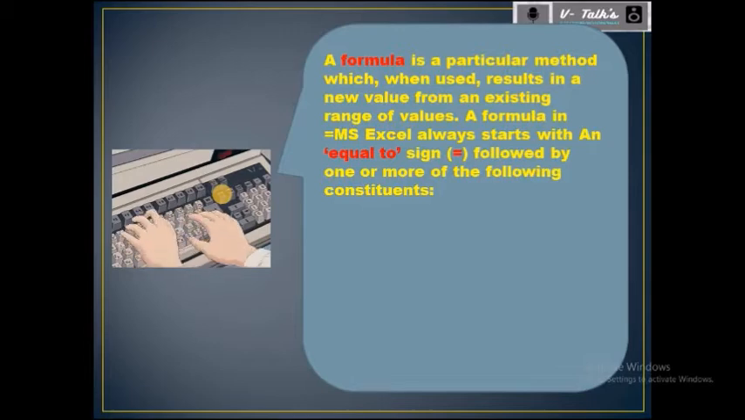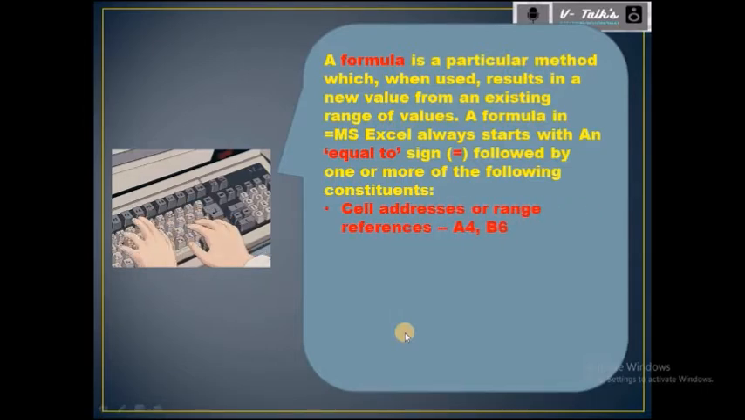In MS Excel, a formula always starts with an equal to symbol. You know the equal to symbol. So when you create a formula in MS Excel, it will always start with an equal to symbol followed by one or more of the following constituents. The equal to will be the first symbol. After that, anything can be used.